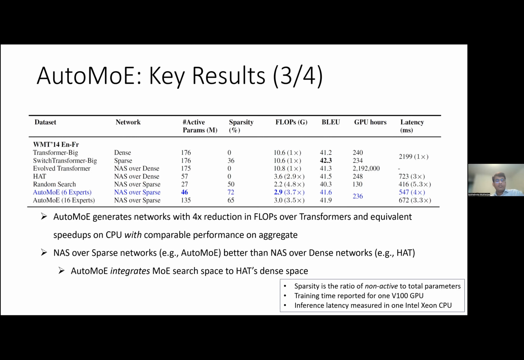Okay. So finally, we see that NAS over the sparse networks, for example AutoMoE, is better than NAS over dense networks, which is, say, HAT. So again, AutoMoE has the same search space and the same implementation framework as HAT, and it just incorporates these additional AutoMoE specific search dimensions, like the notion of experts of variable sizes, different layers, number of experts, and varying FFN blocks. But otherwise, it incorporates all the search factors that were present in the HAT search space for the dense networks. So essentially, the performance difference between HAT and AutoMoE is just due to the incorporation of sparsity in the network.